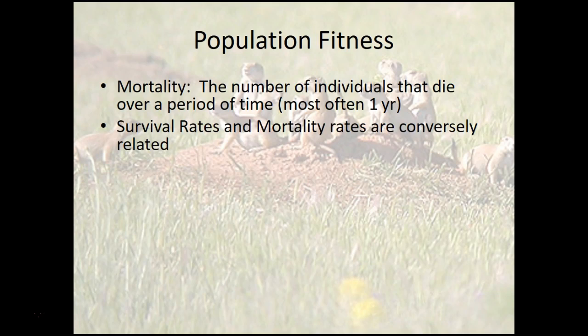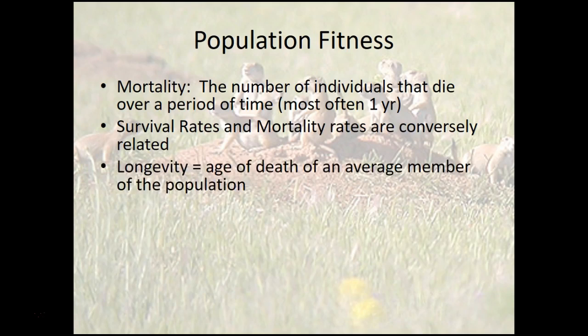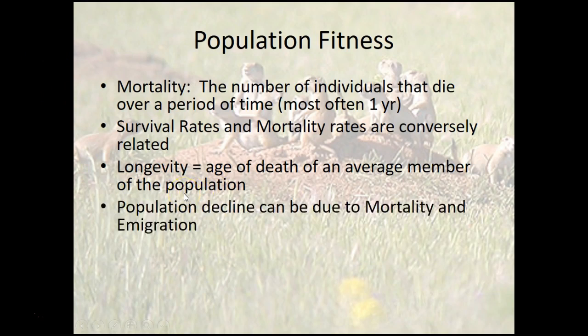So survival rates and mortality are conversely related. When one goes up, the other goes down. The longevity, or how long an animal lives, will contribute to how many individuals can be in a population at any one time, because they're going to stay there. And then you have your natality and your mortality and your immigration and your emigration playing a factor in the ins and outs. But then the longer lived animals will stay in that population longer. So overall decline in population is going to be due to mortality or animals leaving through emigration.